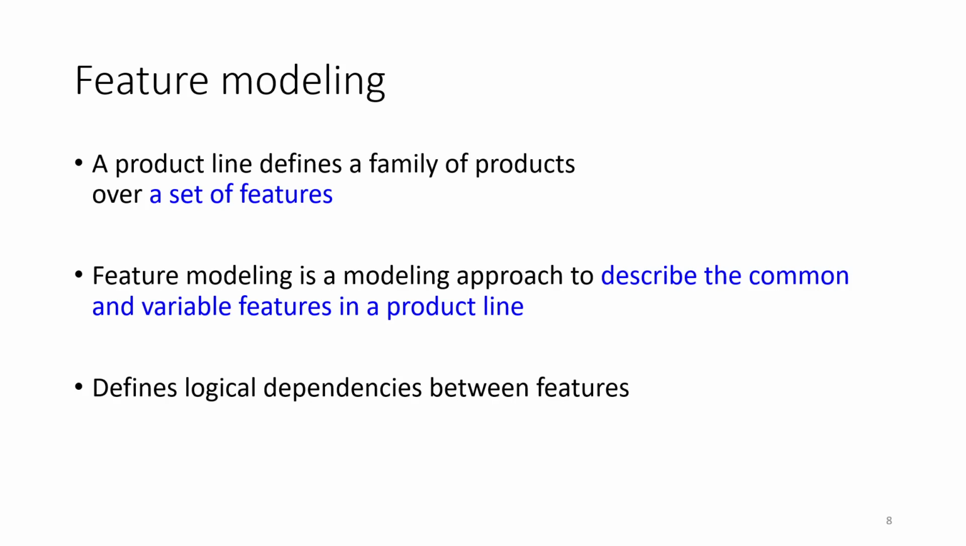And in feature modeling, this is what we are going to look at. We're going to look at feature models. This is some modeling approach to describe the common, but also the variable features in a software product line. So once we have a set of features, we need to say, how can we assemble them to a product, right? Not every combination of features is already a product. So we also need to define the logical dependencies between the features.